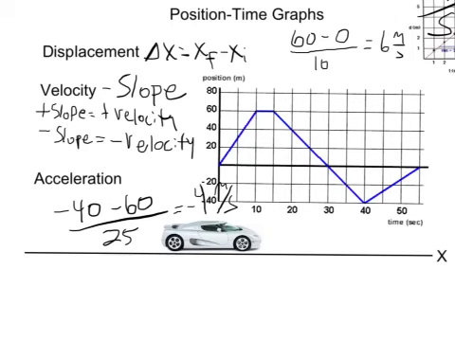So this first 10 seconds, 6 meters per second is the average velocity of this. For the next 5 seconds, it's 0 meters per second because no slope. From seconds 15 to 40, we have a negative 4 meters per second. And then we go back to a positive slope, so we go back to a positive velocity, and that ends up being a positive 2.7 meters per second. Okay? So we want to know, what is this graph showing us?